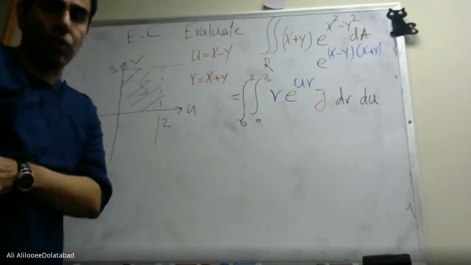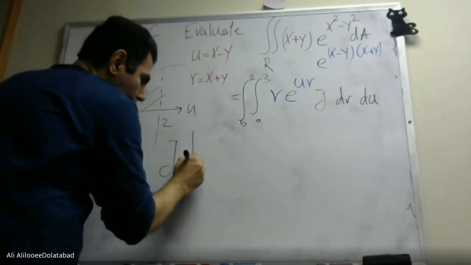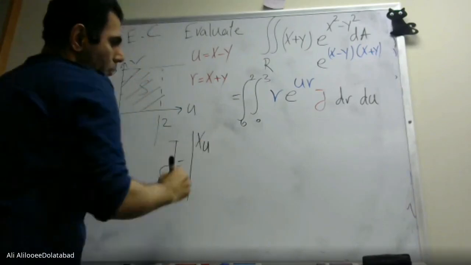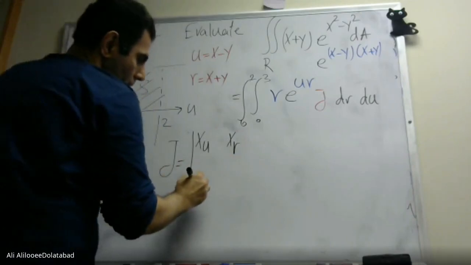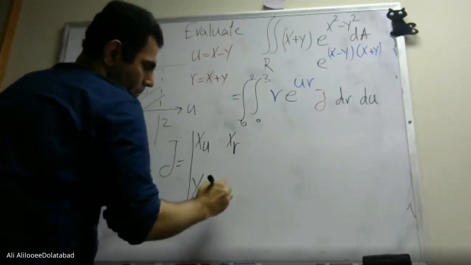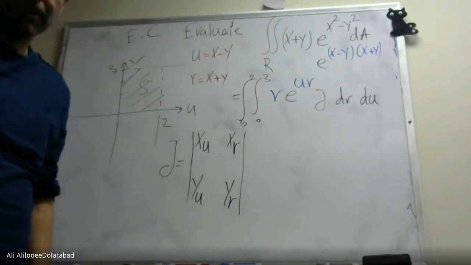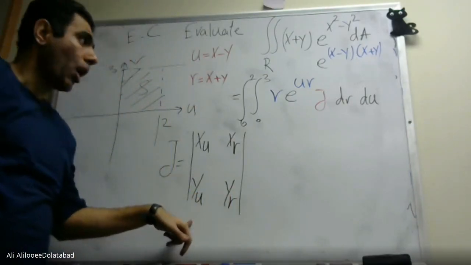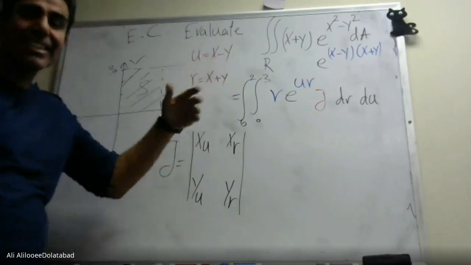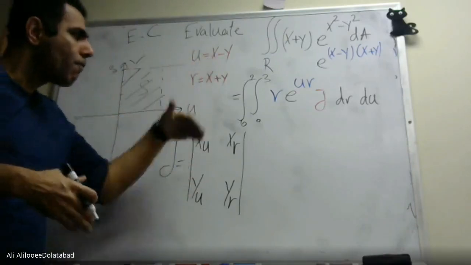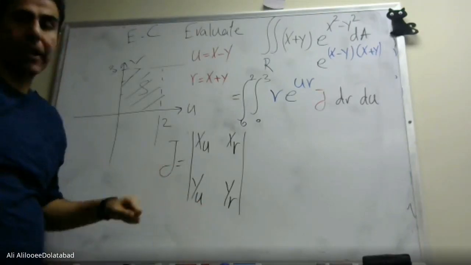The only thing which must be explained is the Jacobian. How can we find the Jacobian? See, it is a formula for the Jacobian. You have the partial derivative of x with respect to u, partial derivative of x with respect to v, partial derivative of y with respect to u, partial derivative of y with respect to v. You can use this formula when, like the previous example, x is given in terms of u and v, y is given in terms of u and v. Then you can find the partial derivatives and find the answer.